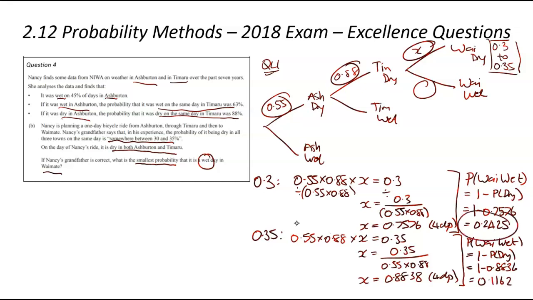And those two numbers here, they're the probability of it being wet in Waimate. And once you've got that, we can link it back to the question, what's the smallest probability of it being wet in Waimate? So smallest probability of being wet.